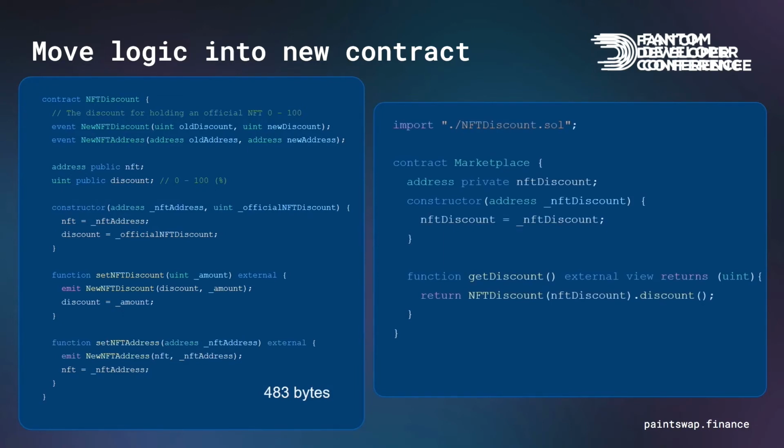And this is that same marketplace contract which has now replaced all that functionality it had before and is storing the address of the other contract, the NFT discount. So we're setting that in the constructor, and then our getter is just calling into that other contract to get the discount. And all the setting is now going to be handled by a completely different contract. And this gets our contract now down to 283 bytes, so we've reduced it by 200.